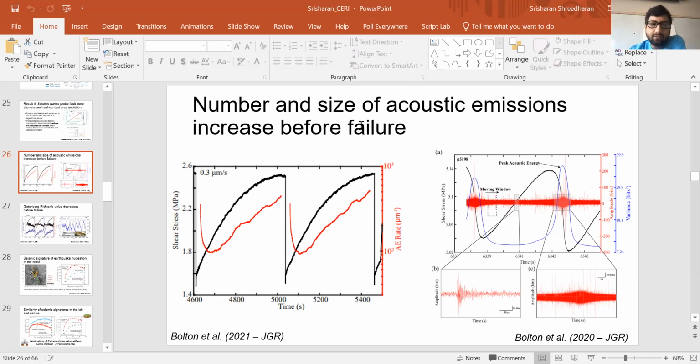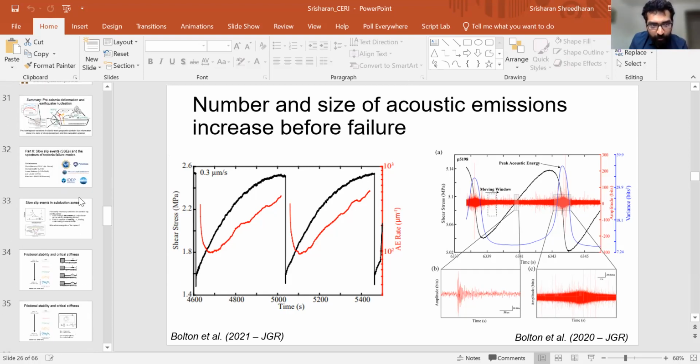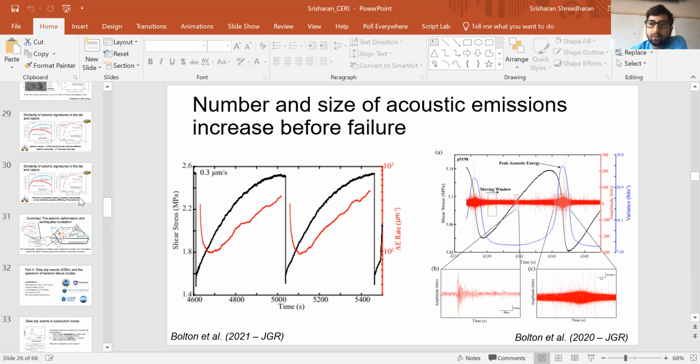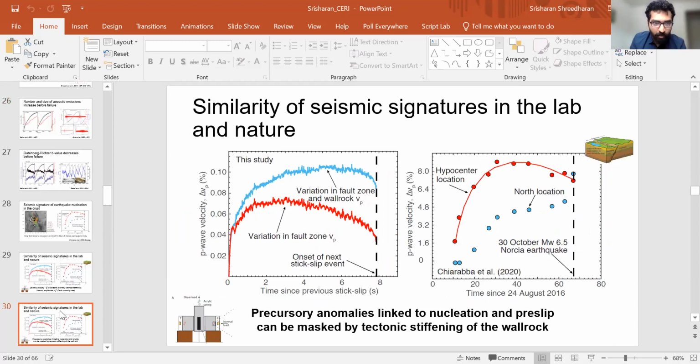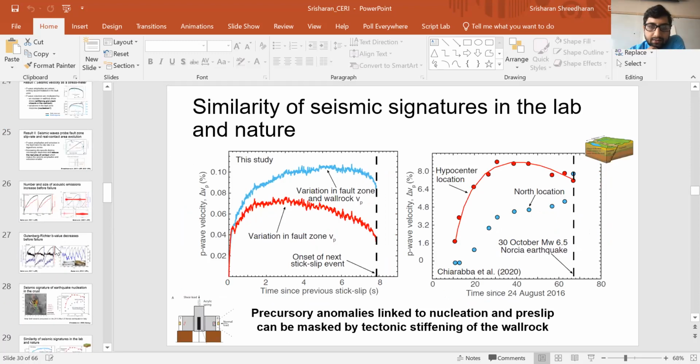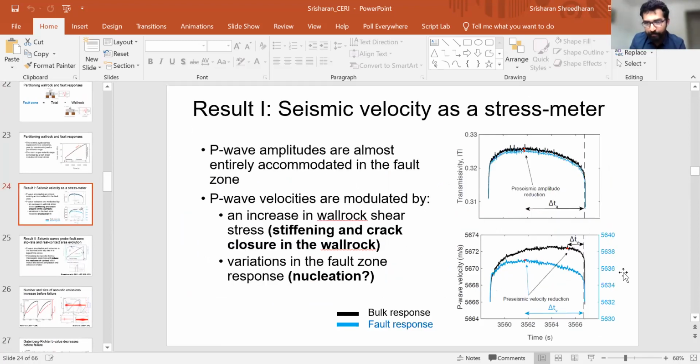Yeah, and can you go to the slide where we discuss the wall rock effect and fault effect? Sorry, say that again. What effect? Wall rock effect. Yeah, let's see. Maybe this one, like this, or yeah, maybe this one. Yes, 24.